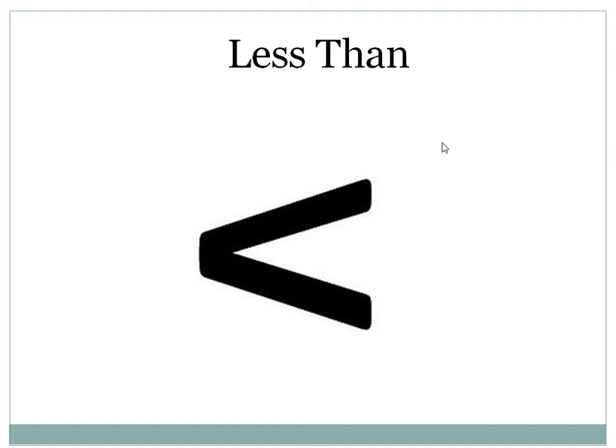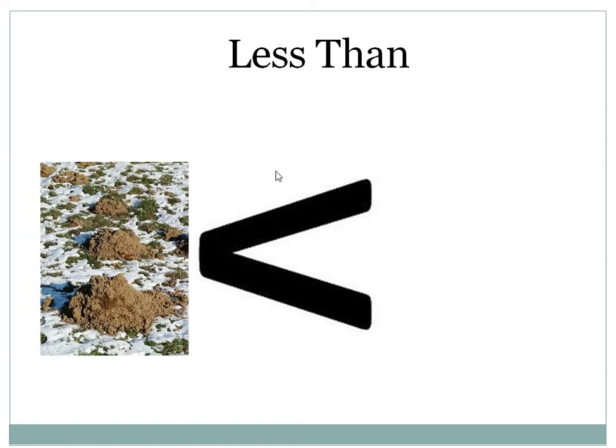Less than. Okay, it's the same symbol, but it's facing in the opposite direction. This time the smaller part of the symbol is facing towards your left, and your larger side is facing towards your right. Let's see what we're comparing this time. Wow. Okay, these to me look like little anthills, and they are small. I've seen them getting bigger, but for the purpose of this video, they're small. And let's see what we're comparing it to.